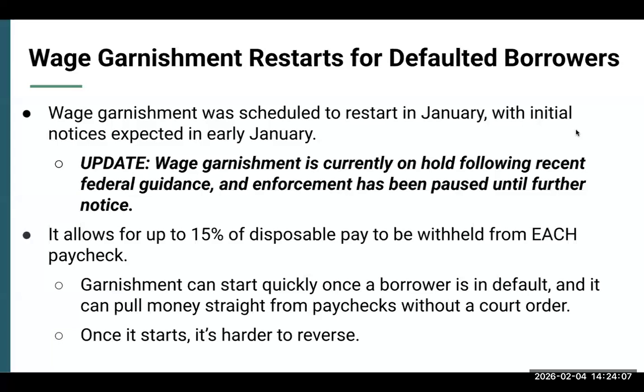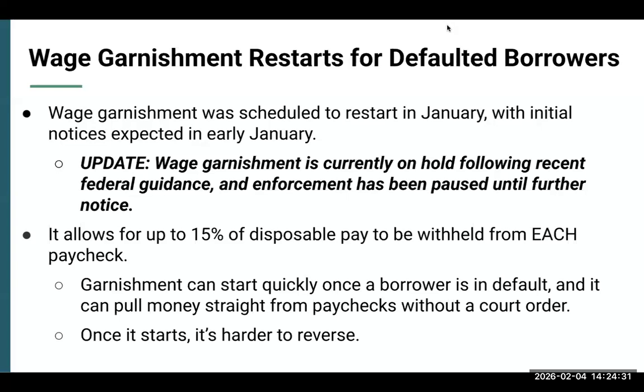Wage garnishment restarts for defaulted borrowers. Wage garnishment was scheduled to restart in January with initial notices expected in early January. However, as of last week, we do have an update. Wage garnishment is currently on hold following recent federal guidance, and enforcement has been paused until further notice. We actually don't know when this is going to be unpaused. So as soon as we do know, we will let all of our users know.